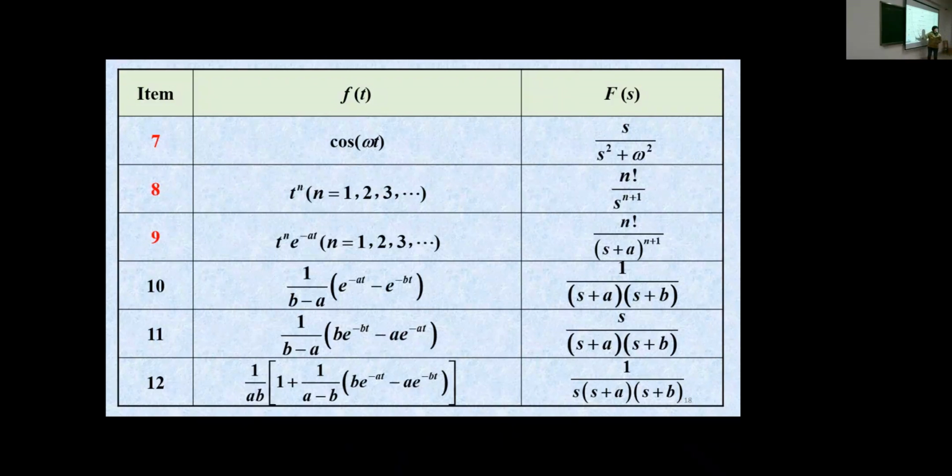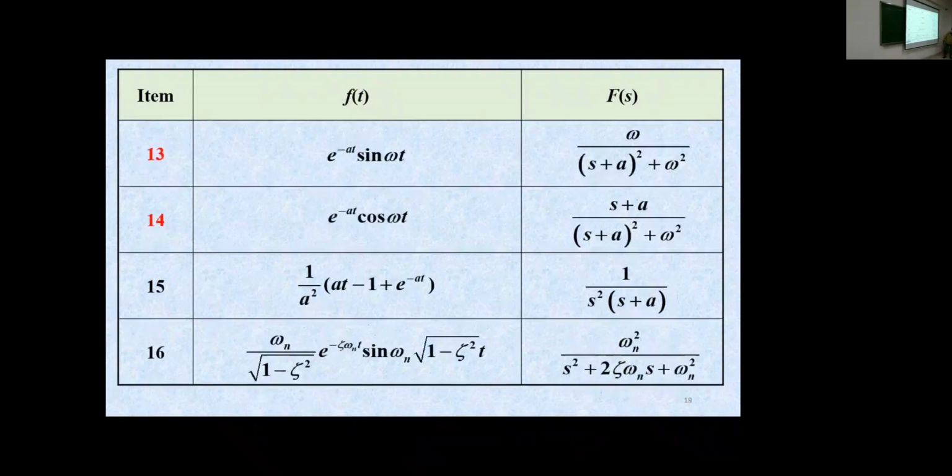I color it in red. What I color in red, you should remember. Nine of them. Okay, last one. From 10 to 16, these two we should memorize: sine omega t times the exponential function, and cosine omega t times the exponential function.